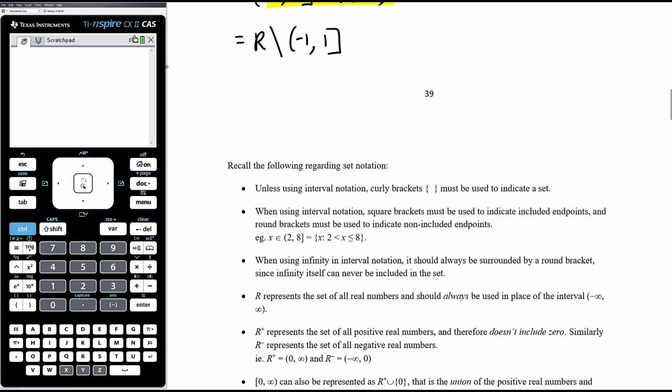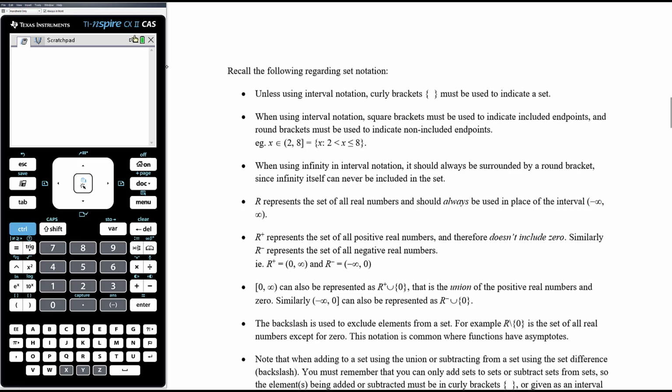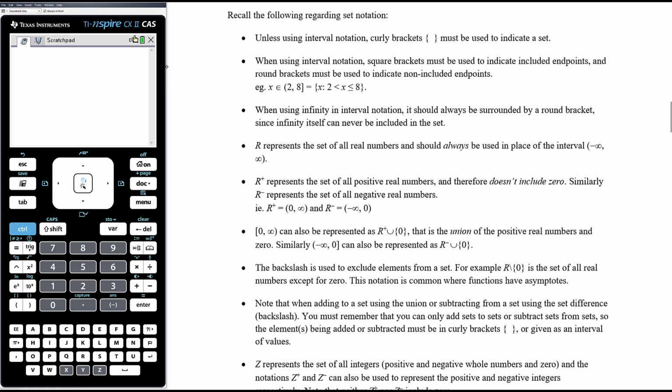Okay. So I've used those examples to revise a lot of that set notation which you should have met before in Year 11. Just some summary notes though, just to remind you of the things that are important. Unless using interval notation, that is square or round brackets indicating a range of values, curly brackets must be used to indicate a set. So you can't just talk about x bigger than 3. Okay, that's not a set. So you can't say that domain equals x bigger than 3. This notation doesn't make any sense. It would have to be equals a set of x values such that x is bigger than 3. Okay.